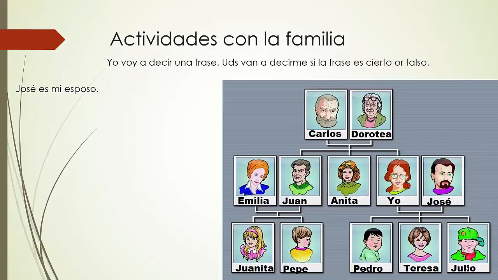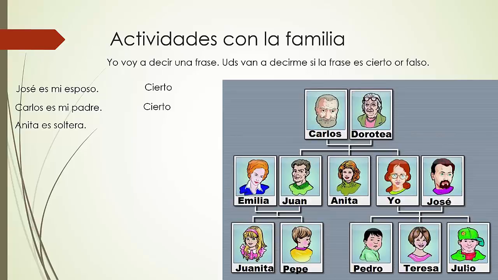José es mi esposo. ¿Cierto o falso? Cierto. Número 2. Carlos es mi padre. Carlos es mi padre. ¿Cierto o falso? Cierto. Número 3. Anita es soltera. Anita es soltera. ¿Cierto o falso?